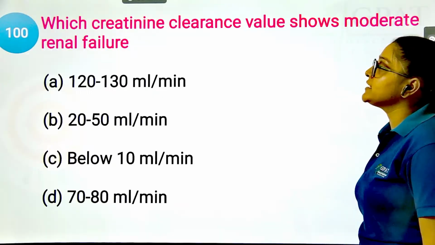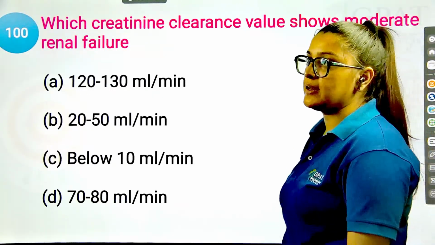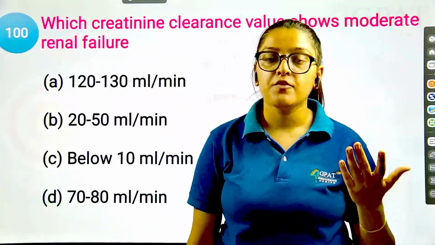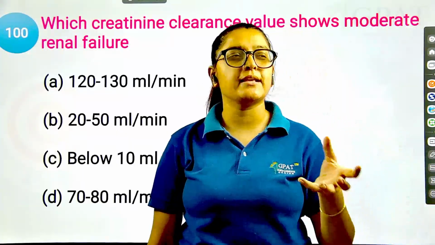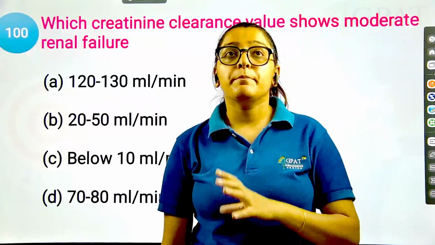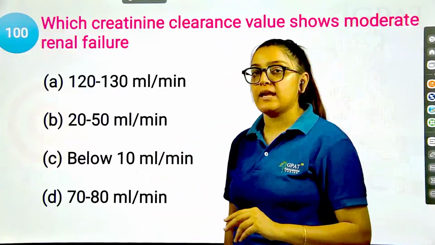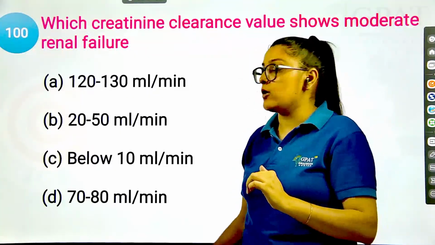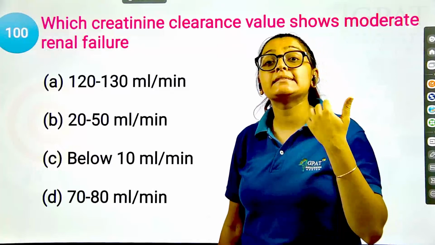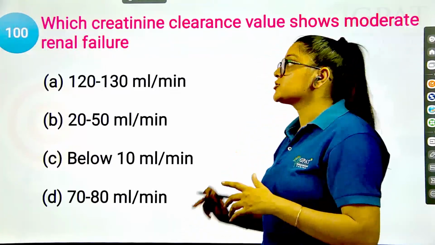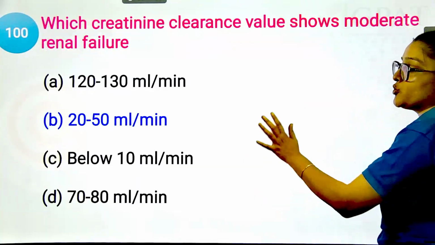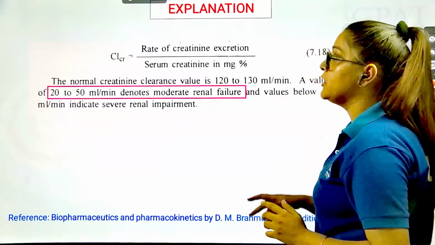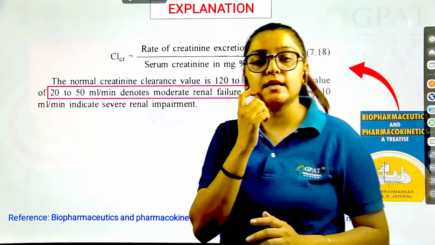Okay. Next, which creatinine clearance value shows moderate renal failure? See, creatinine clearance value is attributed to the GFR, which is 125 ml per minute, or the range is 120 to 130. Fine. But if it drops down to 20 to 50 ml, it indicates a moderate renal failure condition. But if it further drops down below 10, it indicates severe renal failure. So, dear students, we have creatinine clearance around 20 to 50 indicating moderate renal failure. But if it drops down below 10, it will indicate severe renal impairment.